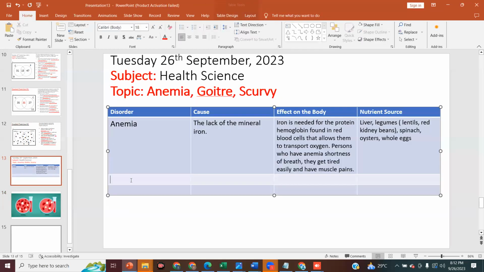All right, next up is goiter. And goiter is caused by the lack of a mineral. What mineral is goiter caused by? I mean, the lack thereof. If you don't have this mineral, you get goiter. What is it? Zinc? No, it's not zinc.